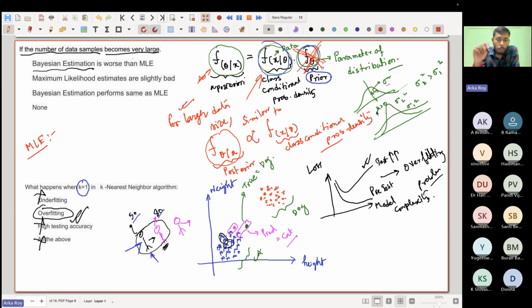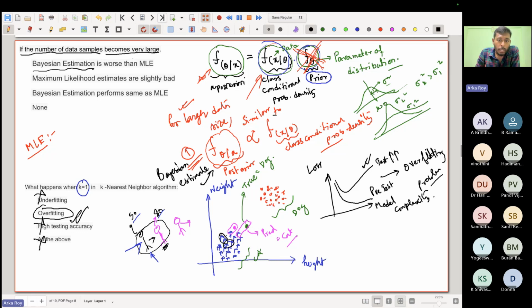Okay. So this is one inference. Just keep in mind that the posterior probability becomes almost similar to the class conditional probability. Fine. Now, this posterior probability is also called the Bayesian estimate. So these are the different nomenclatures. It is called posterior probability. It is called Bayesian estimate, etc., etc.